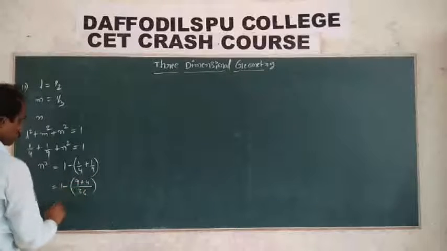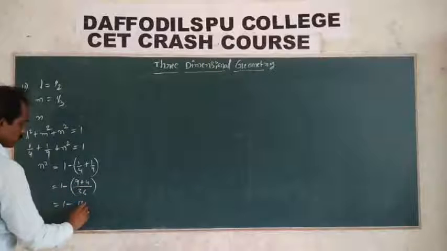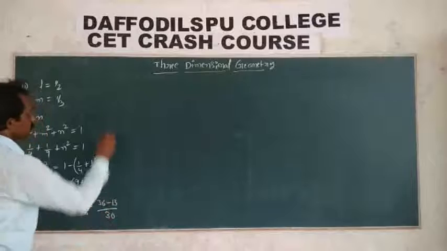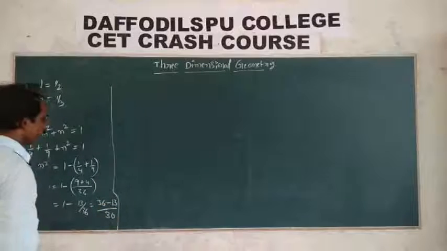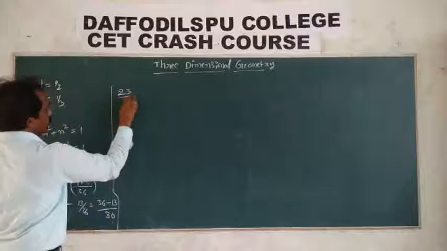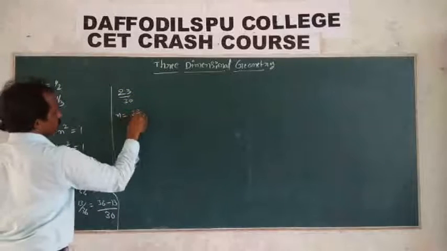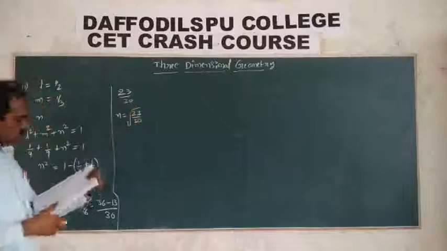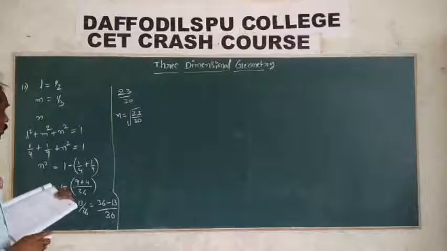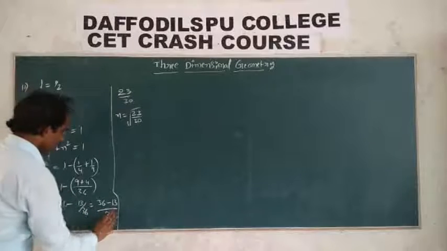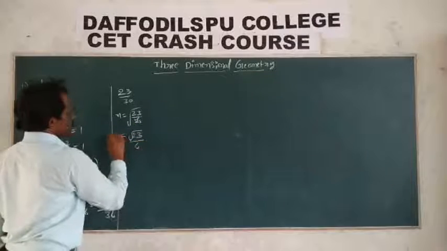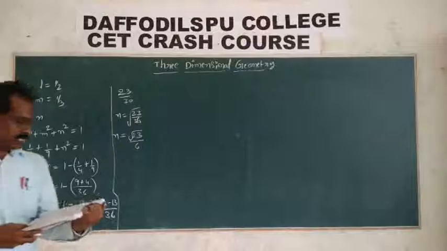1 minus, say the common denominator is 36: 9 plus 4, 13 by 36. Therefore 36 minus 13 by 36. What is this value? 36 minus 13 means 23. 23 by 36. n is equal to root 23 by root 36. Therefore, root 23 by 6 is the n value. The first option is the correct answer.